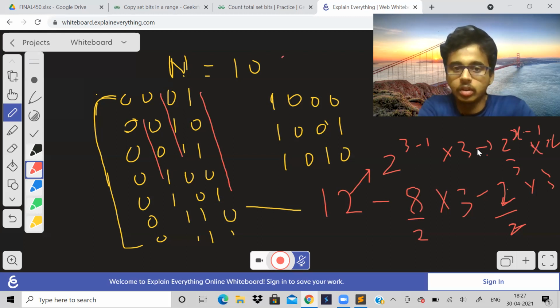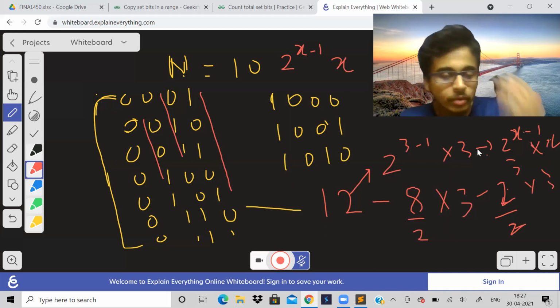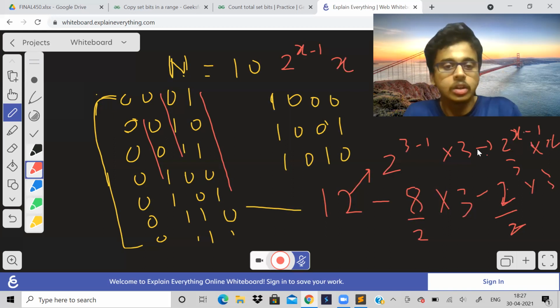So this 2 power x minus 1 into x, how to get to know this? Again, as I told you, you have to make observation. You have to take some examples and perform this algorithm. So we know that from numbers from 1 to the highest power of 2 which is less than the number given, there will be 2 power x minus 1 into x set bits. So that is done. So this part is done.